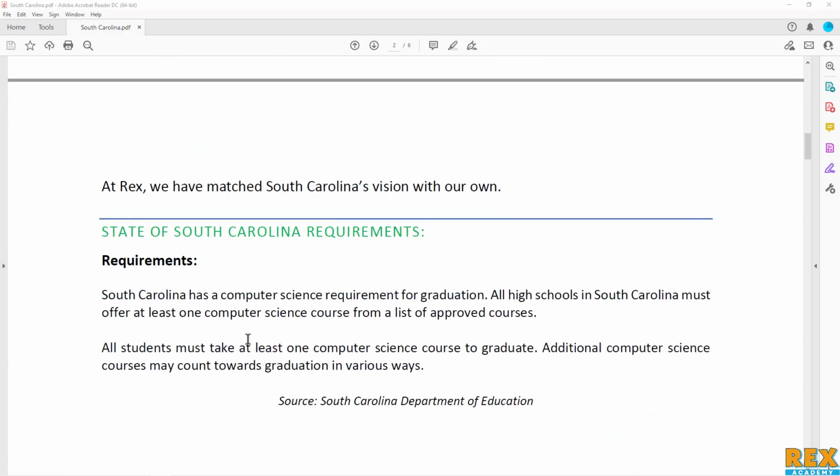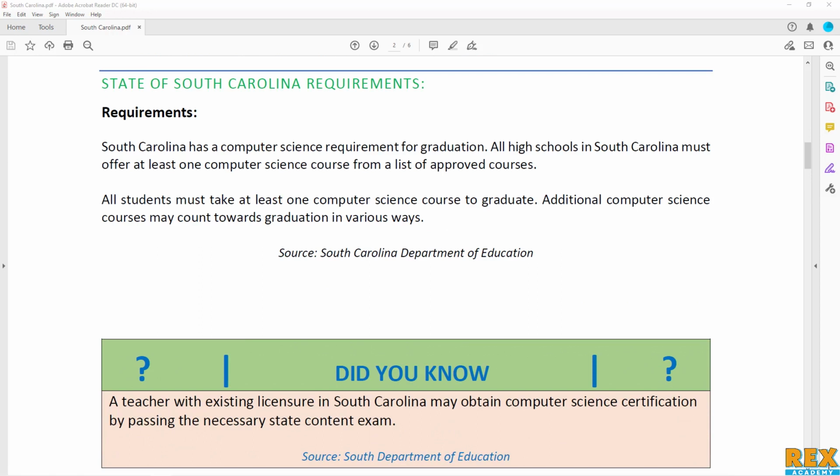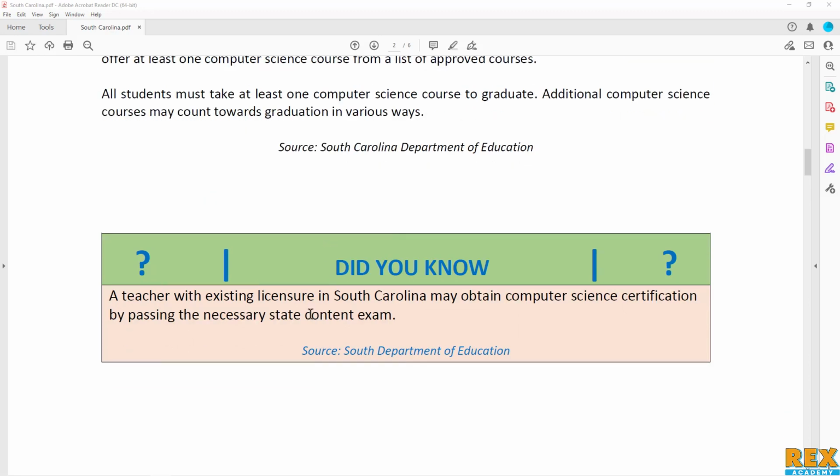Okay, so moving on with South Carolina's requirements. Incredibly, they are one of the very few states, I think there's 3 in total, that has a computer science requirement for graduation. All high schools in South Carolina must offer at least 1 computer science course from a list of approved courses. All students must take at least 1 computer science course to graduate. Of course, if you take more, it may count towards your degree or your diploma in various ways. For example, maybe a math, science, foreign language, or even just an elective credit. But all students have to take at least 1.